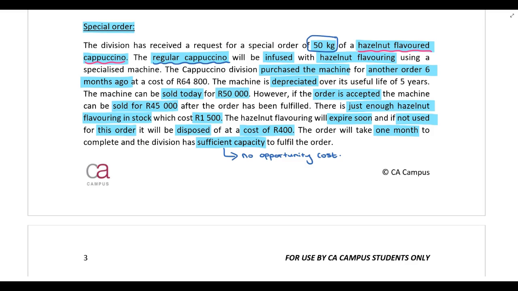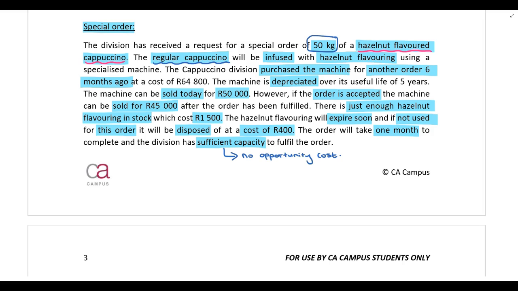Okay, so it's important to note that this machine is not being purchased for this specific order. It was purchased in the past for another order. So they just happen to have the machine. The machine is depreciated over its useful life of 5 years. The machine can be sold today for 50,000 Rand. However, if the order is accepted, the machine can be sold for 45,000 after the order has been fulfilled.